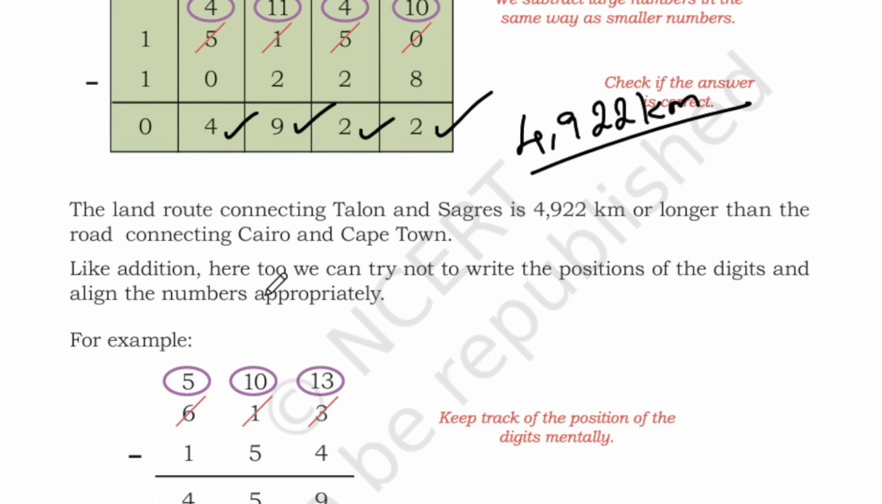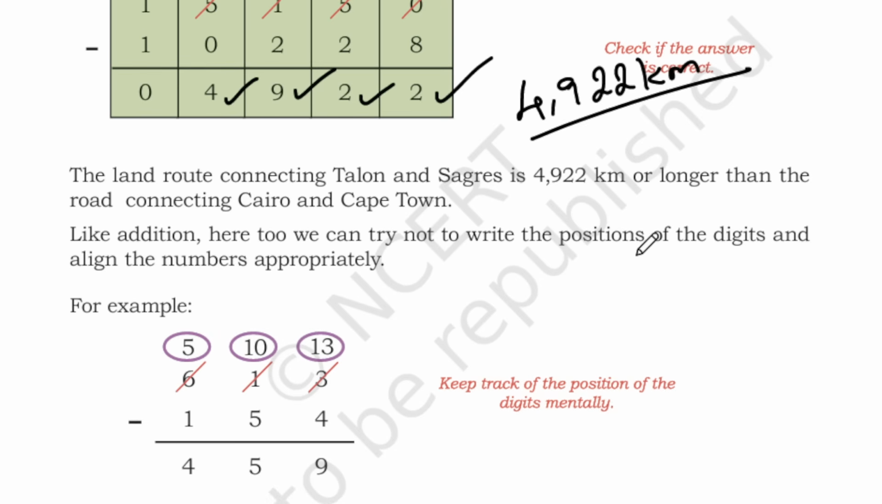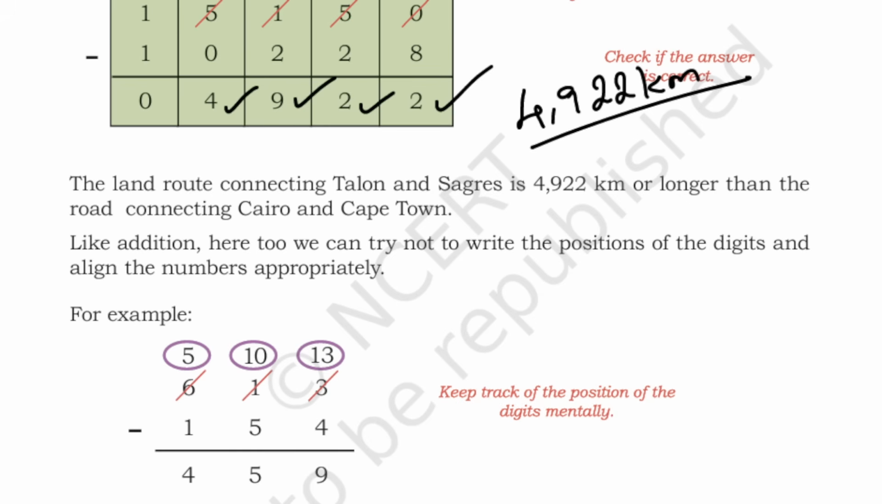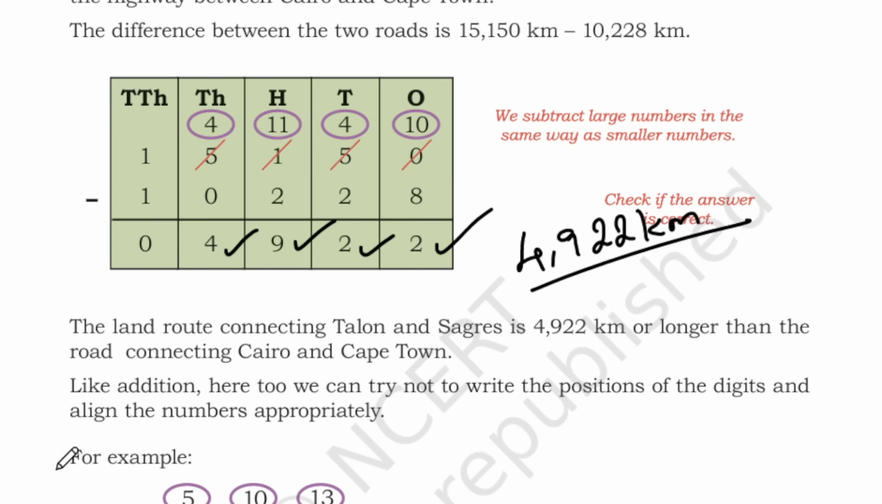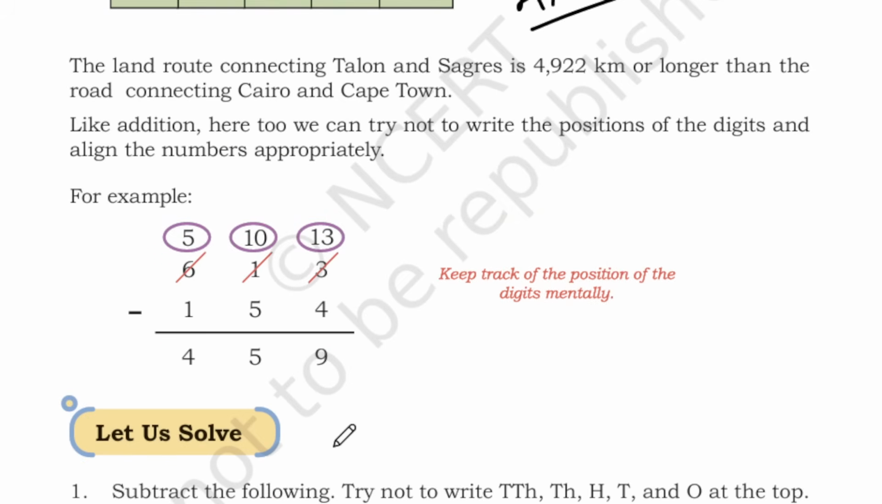Like addition, here too we can try not to write the position of the digits and align the number appropriately. So like I stated already, the position should not be changed without writing the hundreds, 10,000, 1,000. You should not write, but you can do it without writing also. And this is an example sum they have given. So see here we have 613,154. 613 minus 154. So they have not written any place value. They have done it mentally.